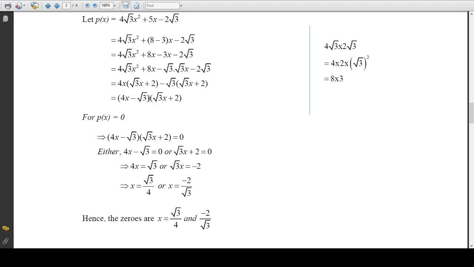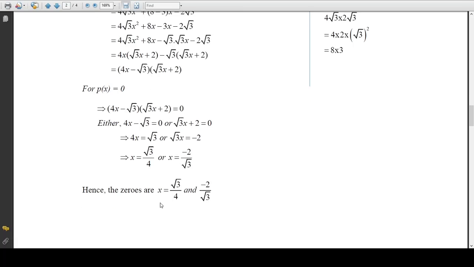Now again we have to find the zeros of this polynomial. That means 4x minus root 3 multiply root 3x plus 2 should be equal to 0. That means either one of them should be 0. 4x minus root 3 should be equal to 0, or root 3x plus 2 should be 0. Now taking this root 3 to the right side, this minus will change to plus, and this plus 2 will change to minus 2. Therefore x will be root 3 by 4, and here x will be minus 2 by root 3. Hence the zeros of this polynomial are root 3 by 4 and minus 2 by root 3.